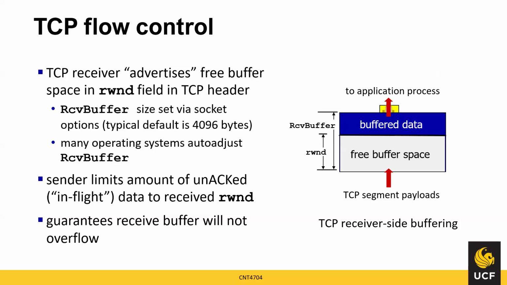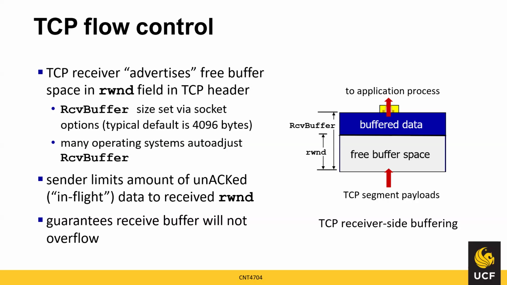So let's see how TCP implements flow control. The idea is going to be pretty straightforward and very easy. Here we have the figure on the right-hand side, and the receiver tells the sender how much free space in the buffer it currently has. That is done with RWND, which is basically the receive window. This is the free buffer size that we have. And the total received buffer size is called RCV buffer, which can be set by the system or adjusted automatically by the operating system.